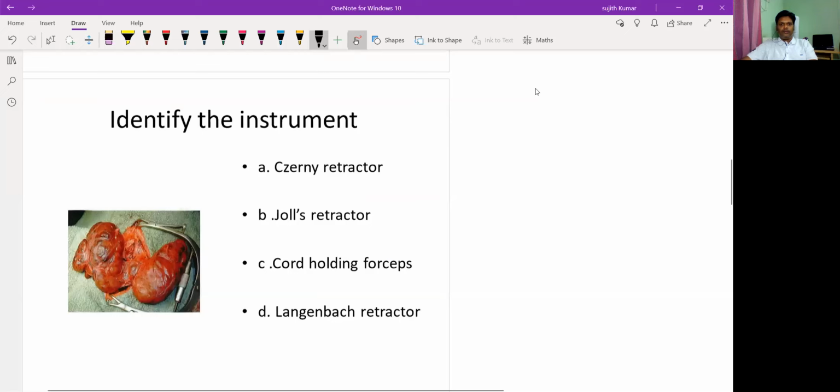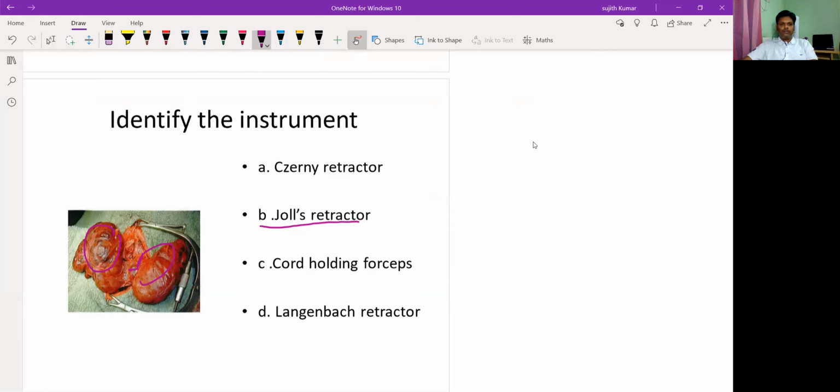Okay, so you all know the answer, but I will explain in detail about this retractor. As you told, it is called Joel's retractor. You see this is a specimen of the thyroidectomy, that is total thyroidectomy. You can see both lobes and isthmus, and you can see this instrument just holding the specimen. This retractor is called Joel's retractor.